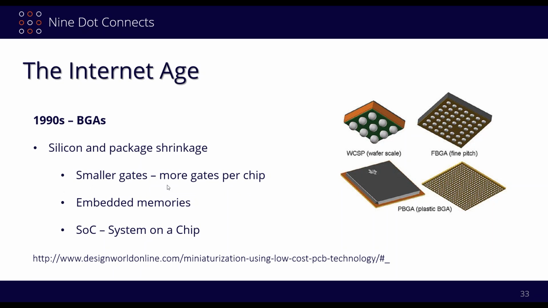But you're getting smaller gates, more gates per chip. You're also embedding memory, and you also had systems on a chip. So no longer just one function, but multiple functions on the chip. You also had embedded memory as well. And just a very quick story about this.